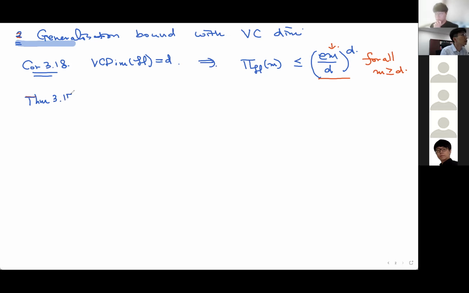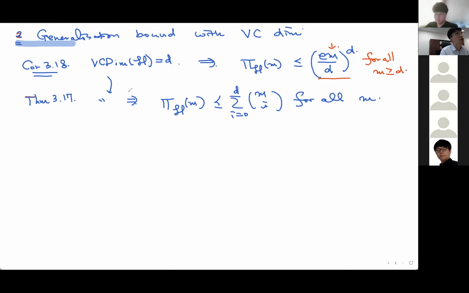The theorem 3.17 in the textbook says the following. If the VC dimension is equal to d, under the same assumption, then we have the growth function bounded by the sum over i equal to 0 to d of m choose i. So instead of the condition above, here below we don't have any such condition. This is called the Source Lemma.